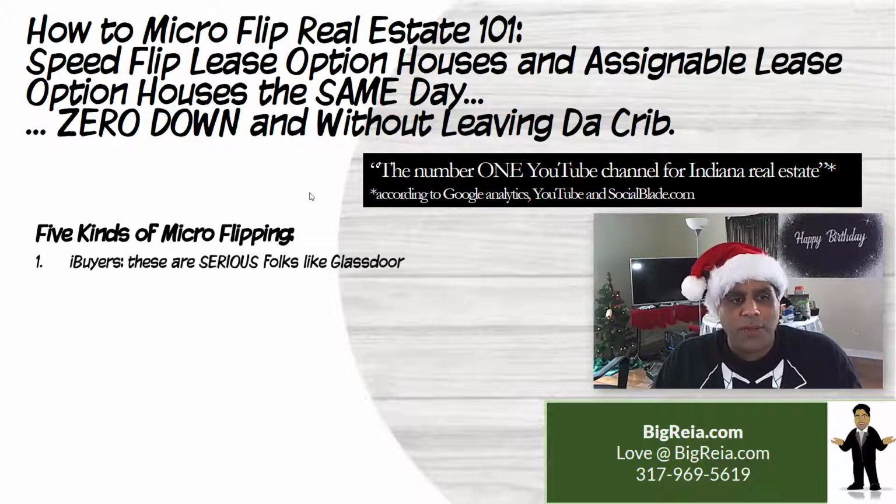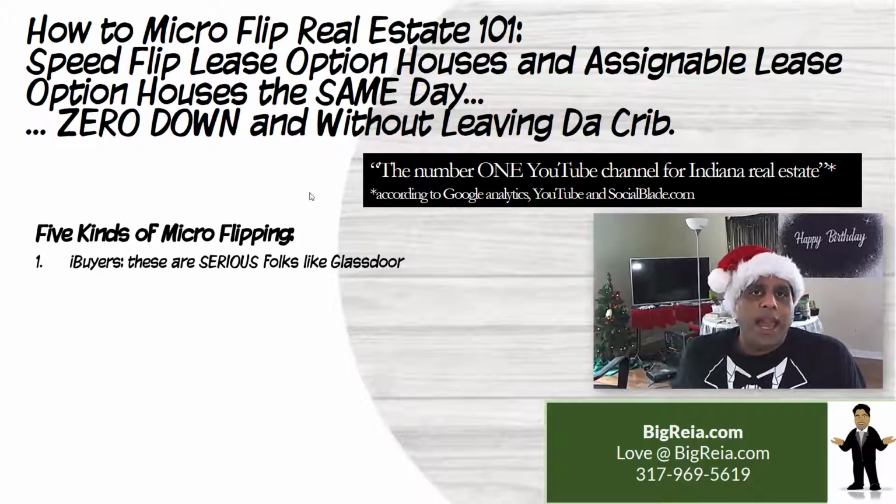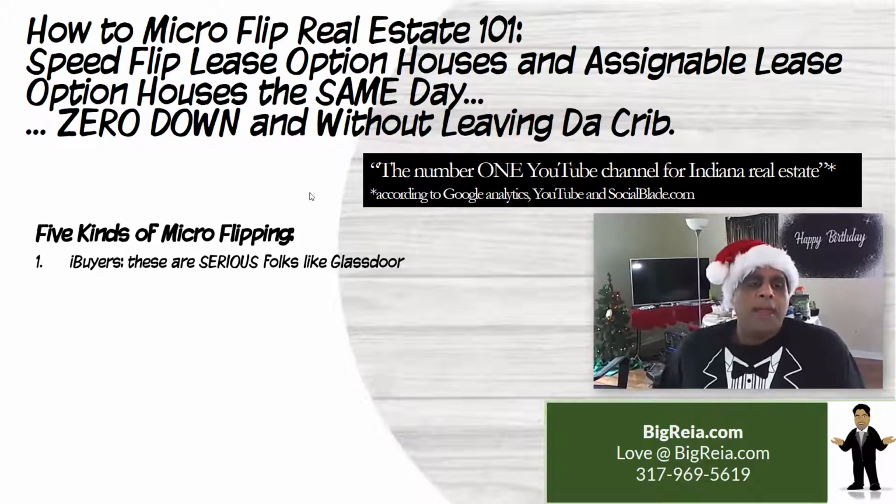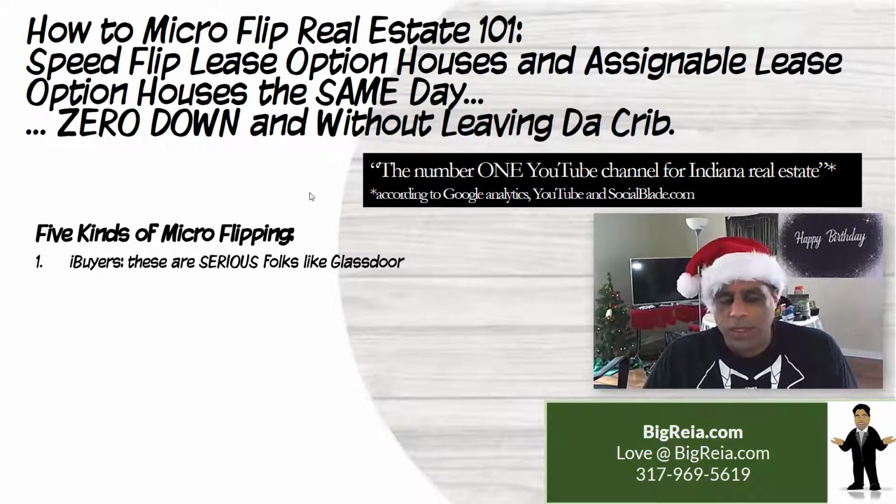So there's 5 kinds of micro flipping. One is iBuyers. These are serious people. They're places like Zillow. These guys are geniuses. Silicon Valley. I know people say, oh, anyone can compete with them. These people are doing to real estate what Uber did to cabs. They're doing the same thing that Airbnb did to the hotels. These guys are serious people.